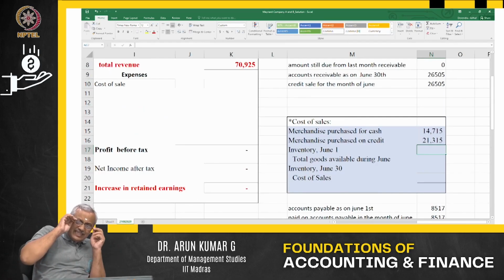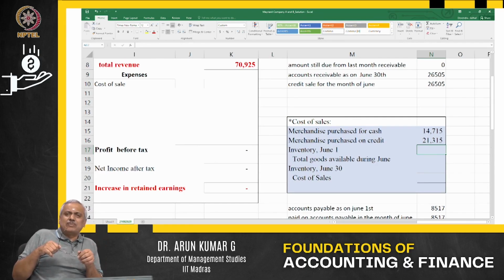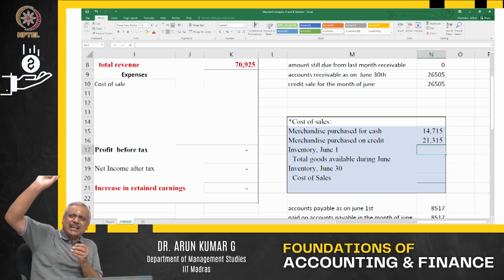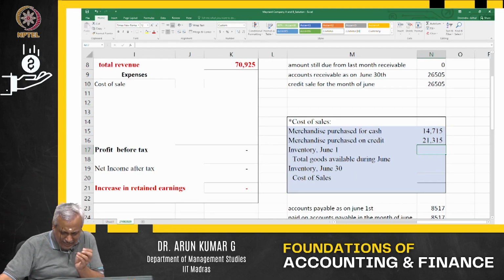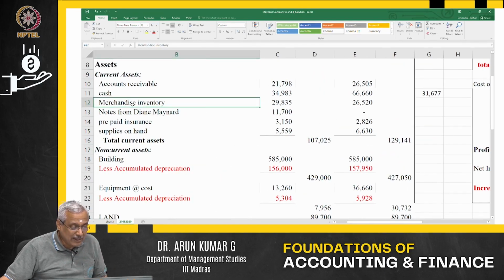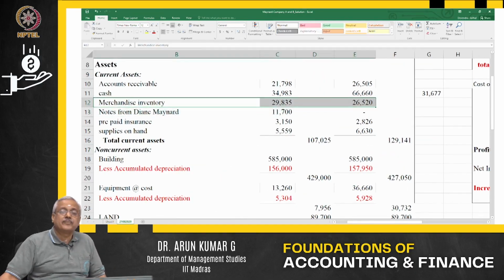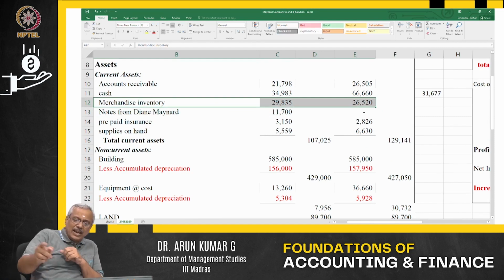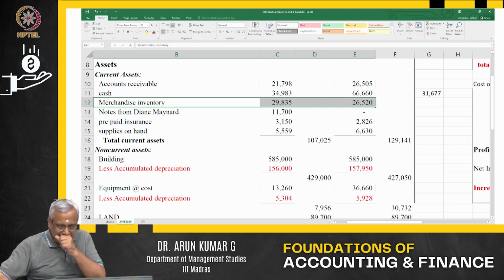Now, what is it that we will take in the P&L or income statement? Only the amount of inventory that is utilized during the period. The amount of inventory that is unutilized will sit on the asset side as inventory. You can actually see in this case there is a merchandise inventory. Unutilized will sit here. Only what is utilized will come in the P&L or income statement.